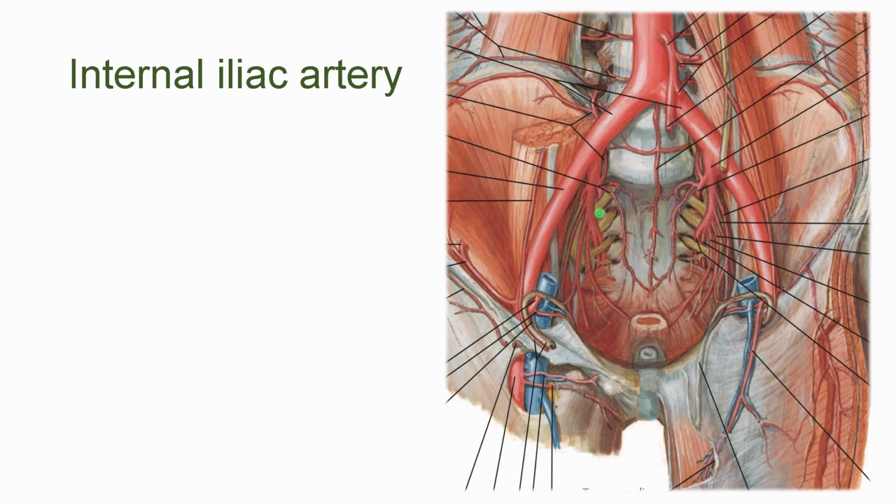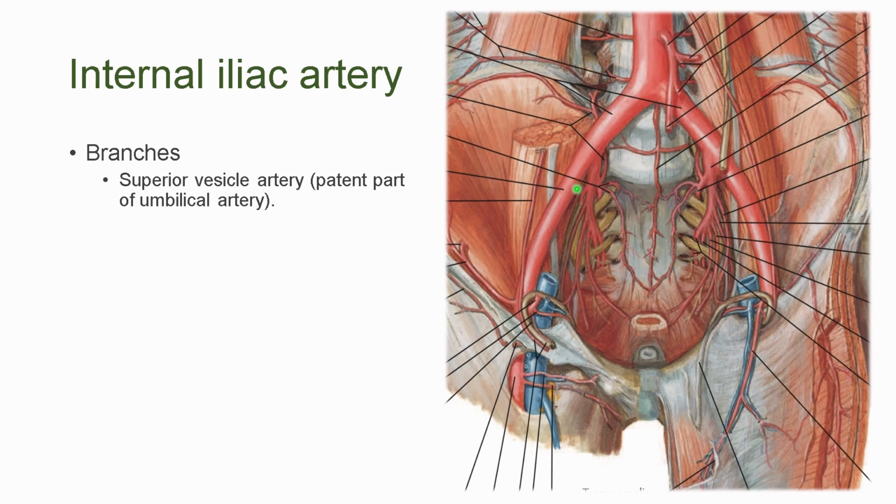Let's look at the different branches and different features of this internal iliac. The first branch that originates from the internal iliac artery is the superior vesicle artery. It is a part of the patent umbilical artery. The umbilical artery, as you know, sends blood to the umbilicus to be oxygenated in the fetus. As the fetus comes out, this artery fibroses, and the remnant part of the umbilical artery is known as the superior vesicle artery. Vesicle means urinary bladder. It means it supplies the superior part of the urinary bladder.